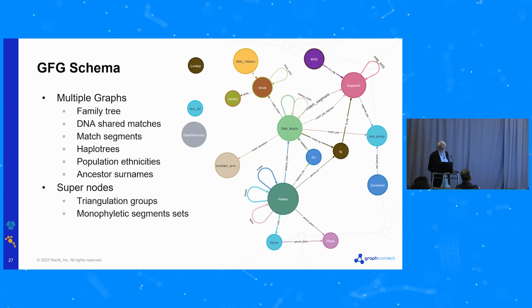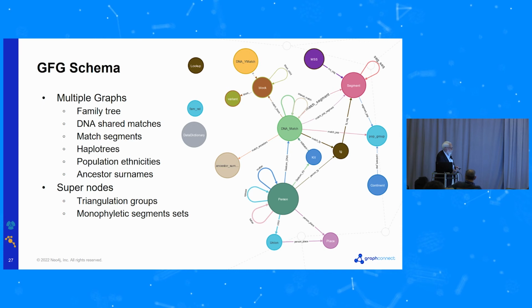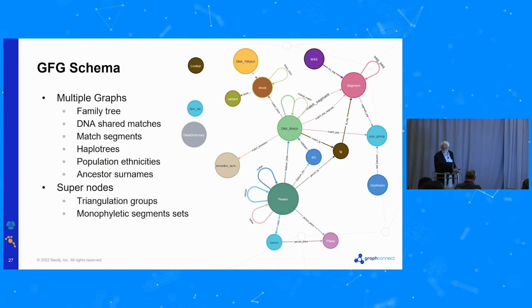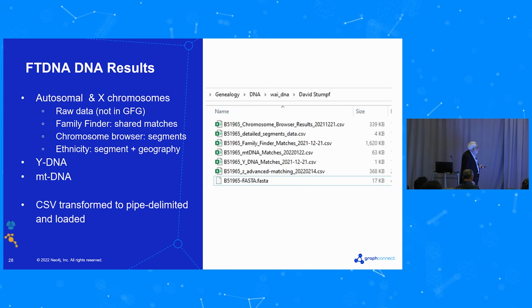So this is the graph schema again, just to re-emphasize. The point of this is to put on your graph thinking cap and ask what we can start to do with that data. So this is a little summary of the DNA data.